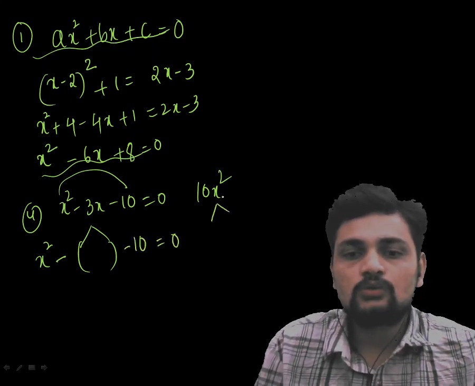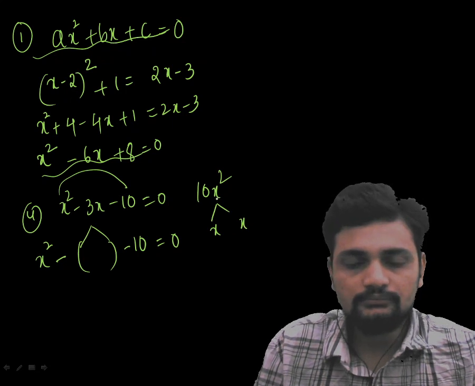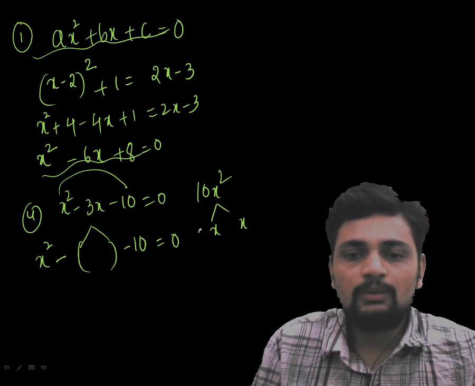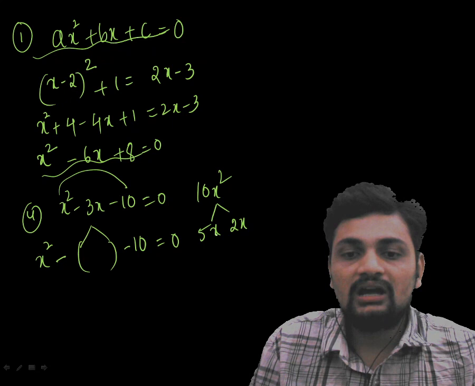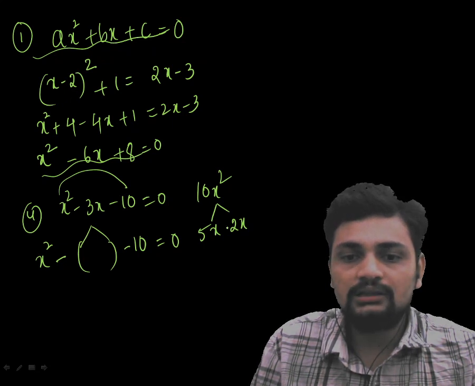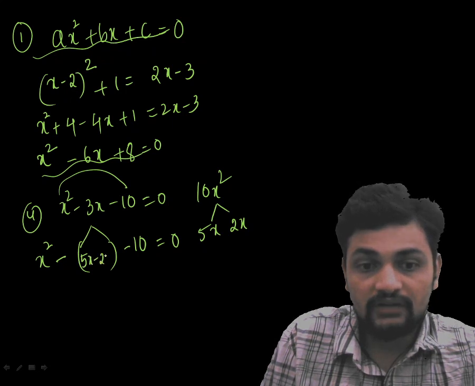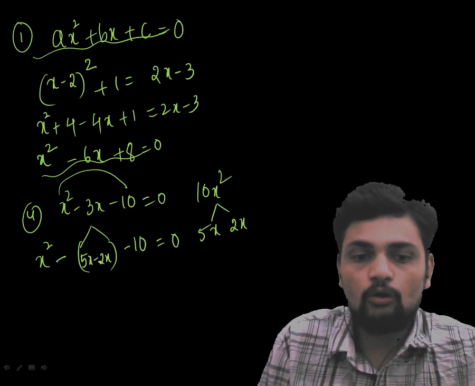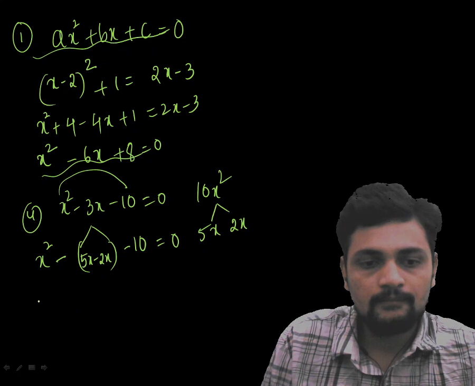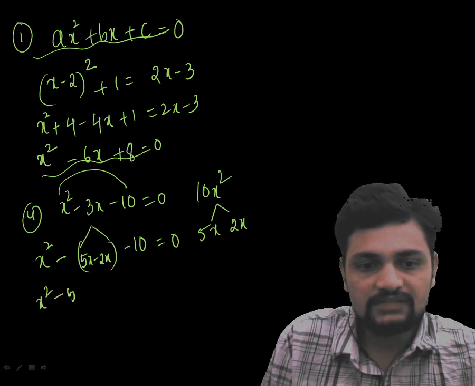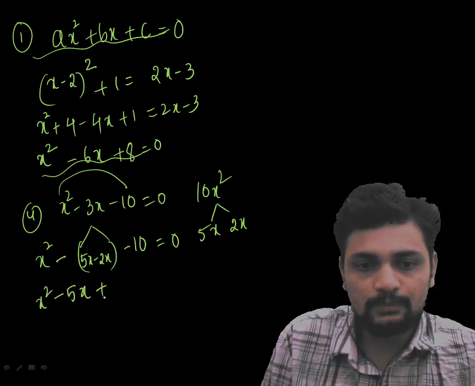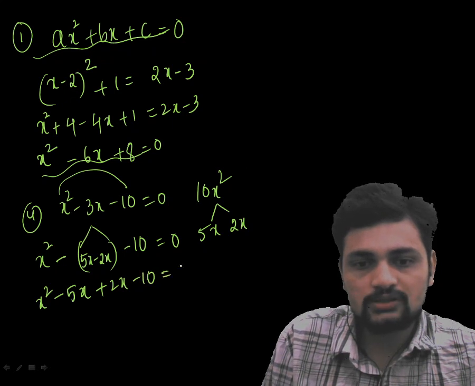So x square can be split as x and x. Then 10 is nothing but 5 twos are 10. Now if I perform the subtraction operation, that is 5x minus 2x, I will get 3x. If it were addition, I would have written a plus sign here. So x square minus 5x, minus into minus is plus 2x, minus 10 equals 0.